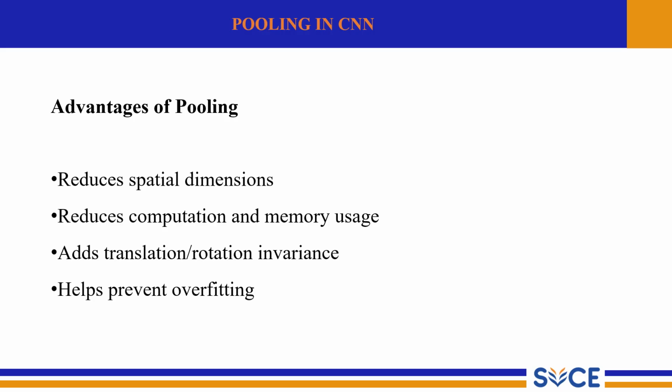Advantages of pooling in CNN. Pooling offers several important benefits in convolutional neural networks. It reduces spatial dimensions: pooling shrinks the width and height of feature maps, and it helps to simplify the data the network has to process and reduces computation and memory usage.